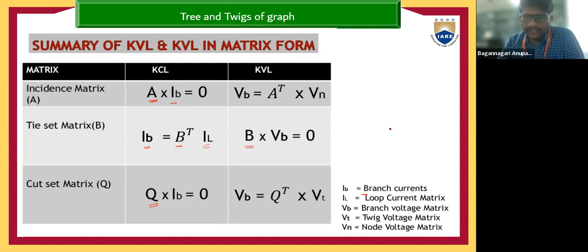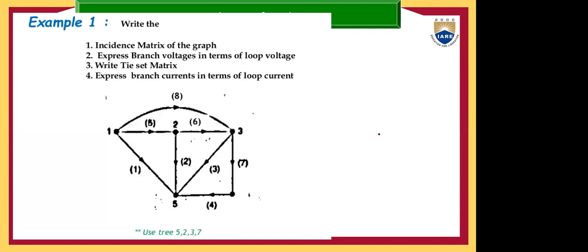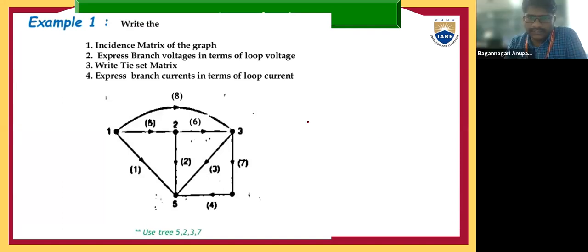So let us go for one example here for calculating all these values. Example 1: write the incidence matrix of the graph, express branch voltages in terms of loop voltage, write the Tieset matrix, and express branch currents in terms of loop currents. Take down the circuit. Let me give these directions clearly.